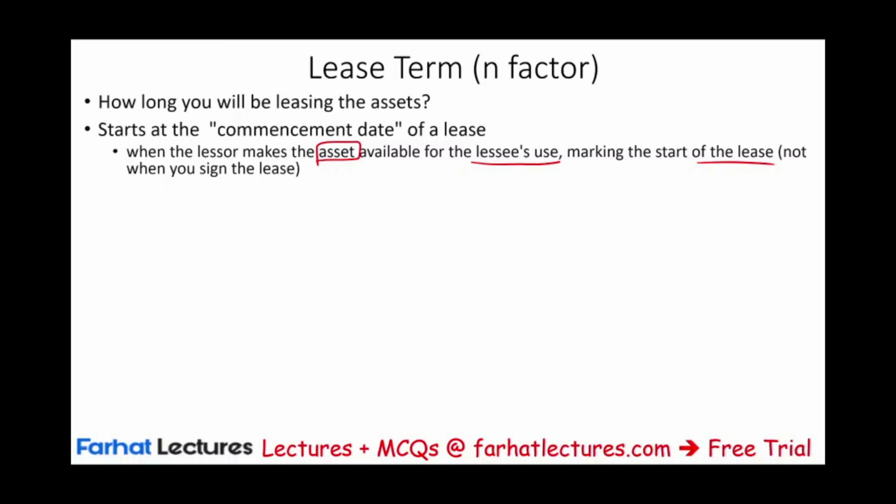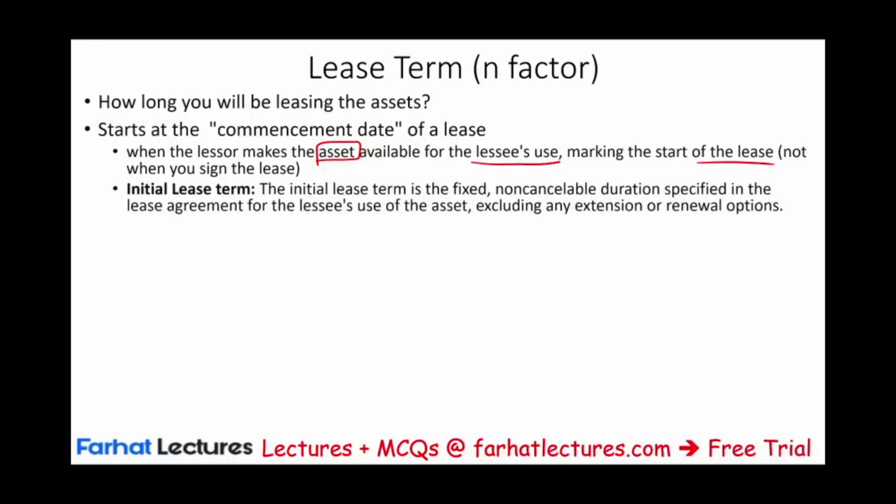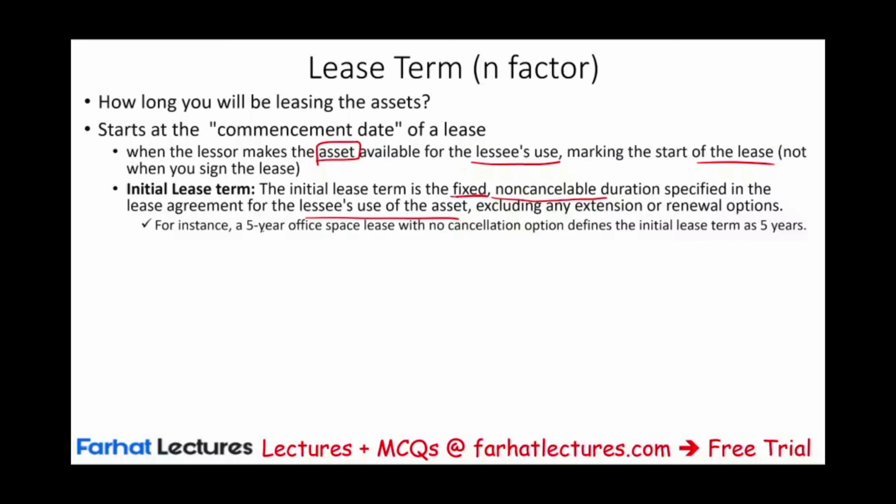Now, what's included in the lease term? Well, you're going to start with the initial lease term. Every lease will have a certain term. The initial lease term is usually fixed, non-cancelable, and for a period of time allows the lessee to use the asset. And this initial lease term excludes any extension or renewal options. For example, a 5-year office space with no cancellation option defines the initial lease term as 5 years.